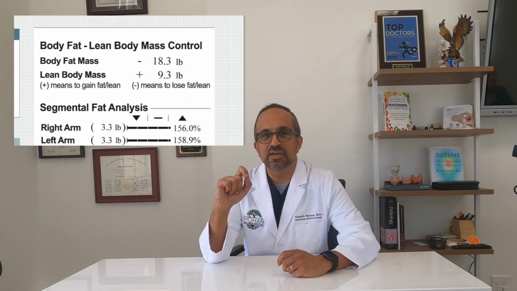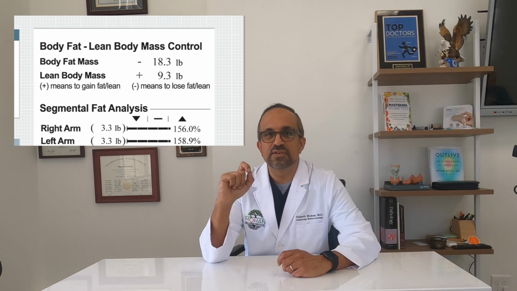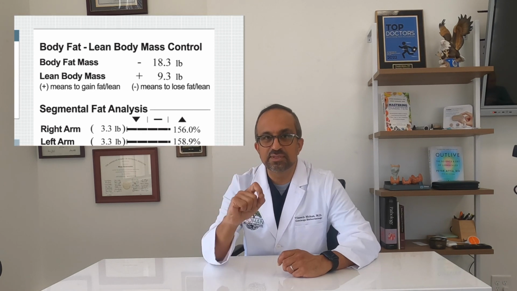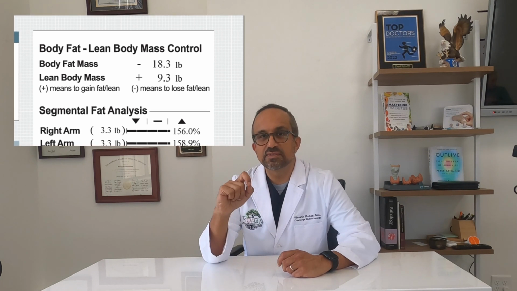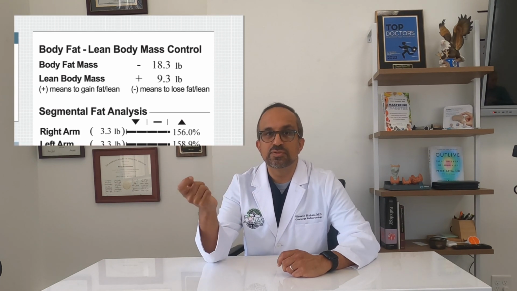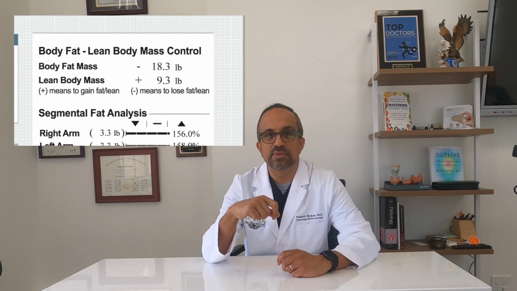The upper right section of this report is the body fat lean body mass control section. This provides recommendations to achieve the recommended body fat percentage for your sex. Depending on your current muscle and fat balance, you could be recommended to reduce body fat mass, increase muscle mass, or a combination of both.